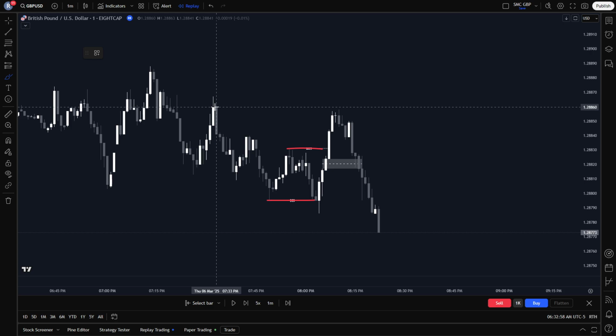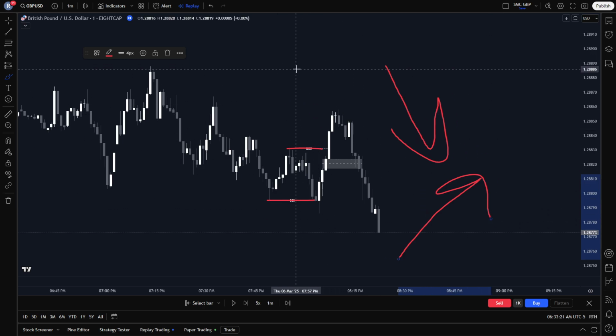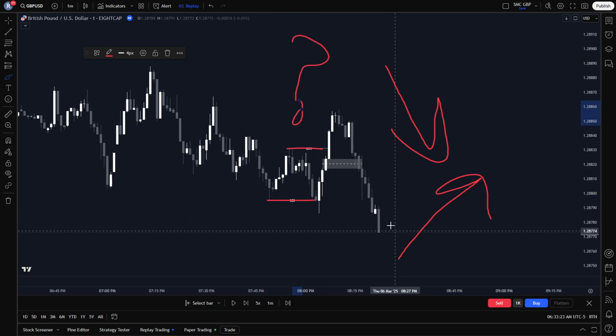So we need to differentiate an entry model and a bias. There's two steps. A lot of traders and a lot of content creators will only show you the entry model, like a 2022 entry model, unicorn entry model, inversion fair value gap model. These are entry models, meaning something has to precede the entry model to determine if you want to go lower or higher. Without this, we are going to be completely oblivious to what we're trading.